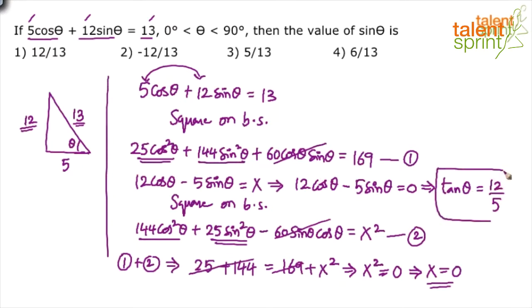Now draw a right angle triangle where tan theta is 12 by 5. Let's say this is theta. Tan theta is opposite side by adjacent side, so this is 12 and this is 5. So what should be the hypotenuse? 13. And in this right angle triangle with the given dimensions, sine theta is opposite side by hypotenuse, so sine theta is 12 by 13. So this is the conventional way of solving the question.